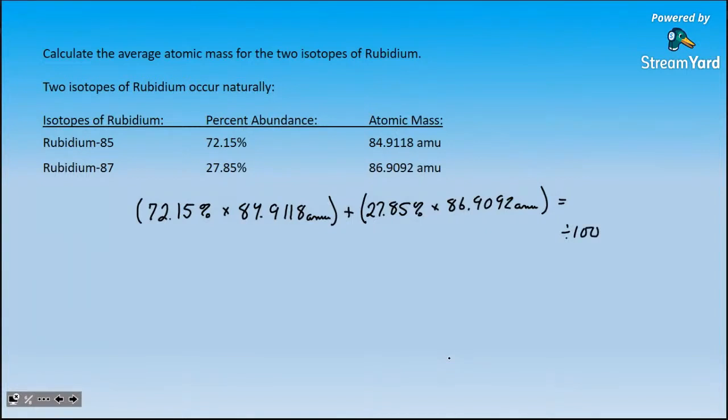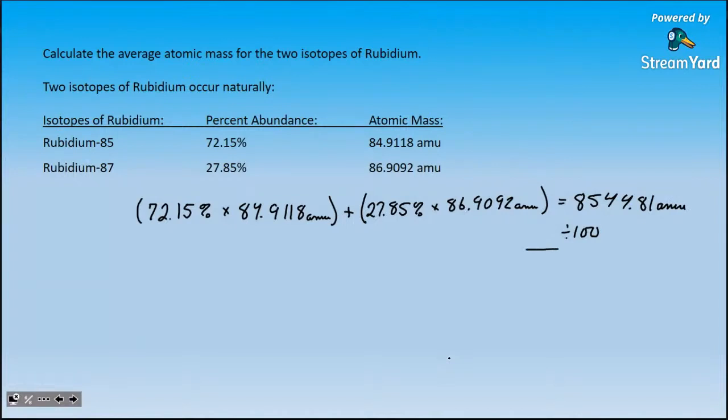So that's what I'm going to do. Again, in the calculator, you would open parentheses, 72.15 times 84.9118, close parentheses, plus 27.85 times the 86.9092, close parentheses, go on and hit enter. I get 8,546.807, but I'm going to round that to 2 decimal places.